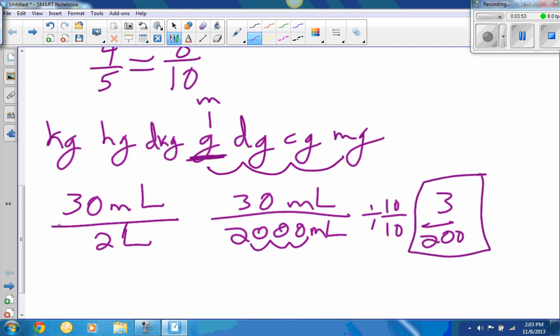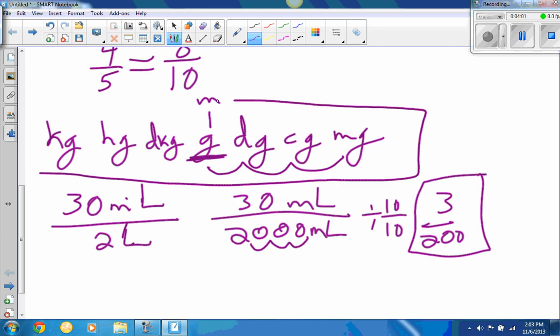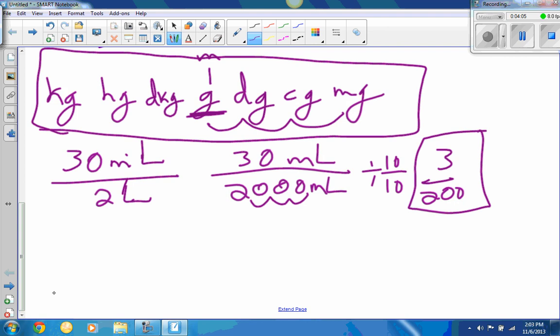I can't just take it how it is unless it names the same thing. So I might have to convert it first and then reduce it. You're going to want to probably write this down and memorize it if possible, because you're going to see it on your quiz and your test. So you're going to want to remember the order of that stuff.